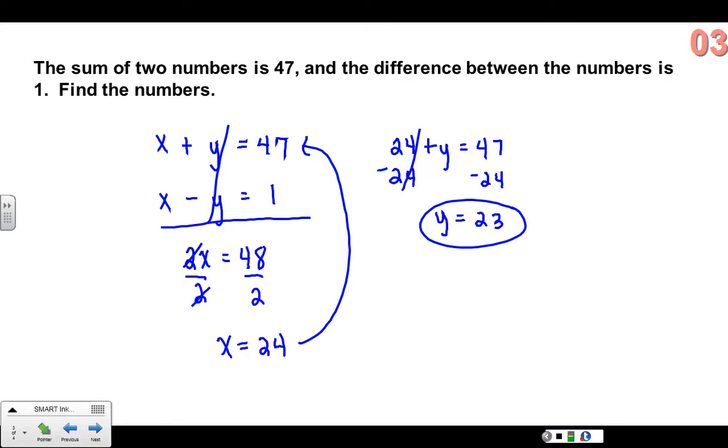And those two numbers do make both equations true. 24 plus 23 is 47. 24 minus 23 is 1. So the ordered pair solution for this x, y would be (24, 23).